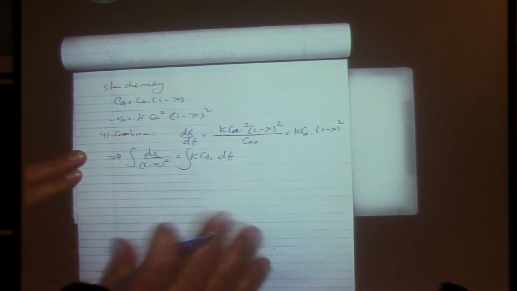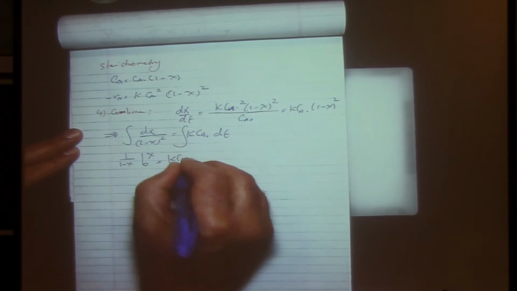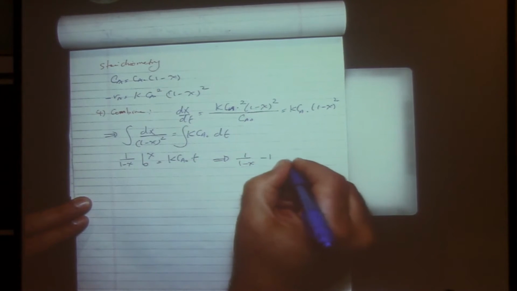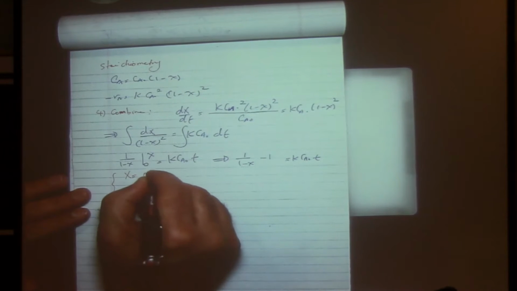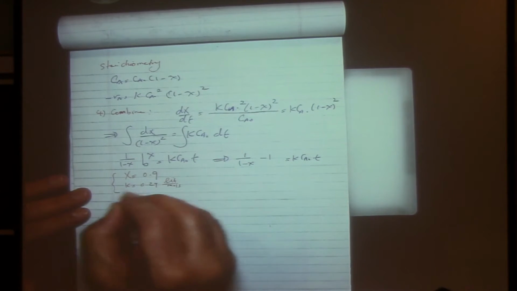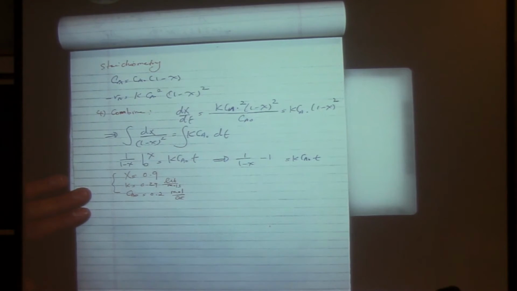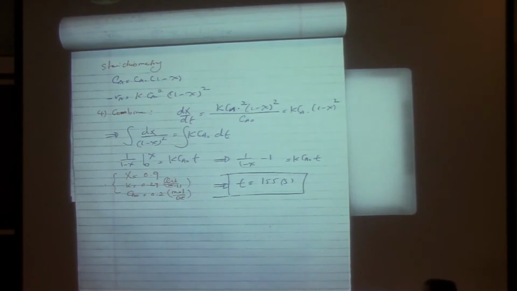then your integration would be from 0 to X of dX over (1 minus X) squared equal to k CA0 t, and then it would be 1 over (1 minus X) minus 1 equal to k CA0 t. Then you put in the parameters: X is 0.9, k is 0.29 liter per mole second, and CA0 is 0.2 molar, or mole per liter. If you put these parameters in this equation, you are going to find t is equal to 155 seconds in order to achieve 90% conversion with that condition.